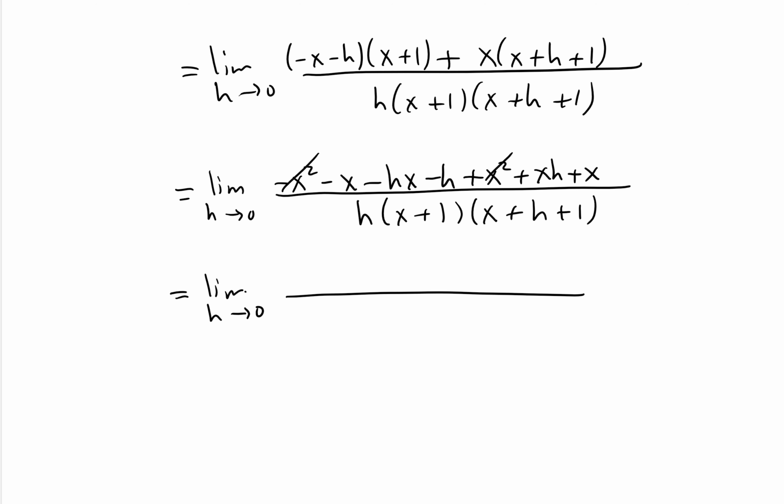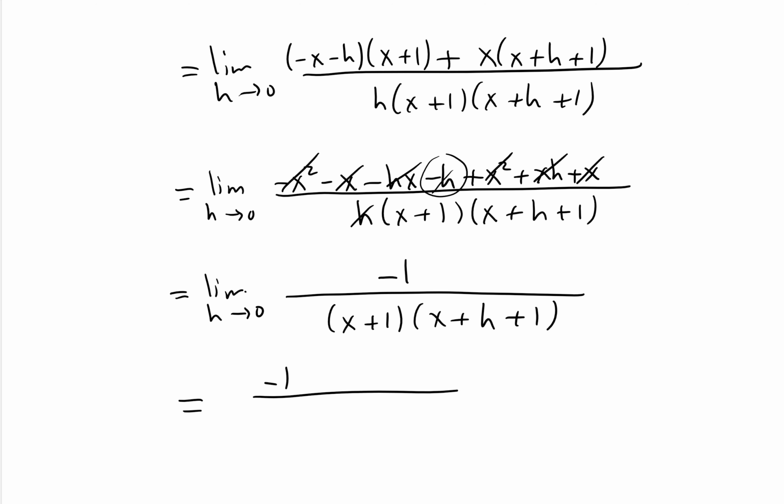Negative x squared cancels, negative x cancels, xh cancels. So now the only thing left is negative h, which simplifies with the h in the denominator. There's a negative 1 left over x plus 1 times x plus h plus 1. Pass the limit as h goes to 0. So this is negative 1 over (x plus 1) squared.